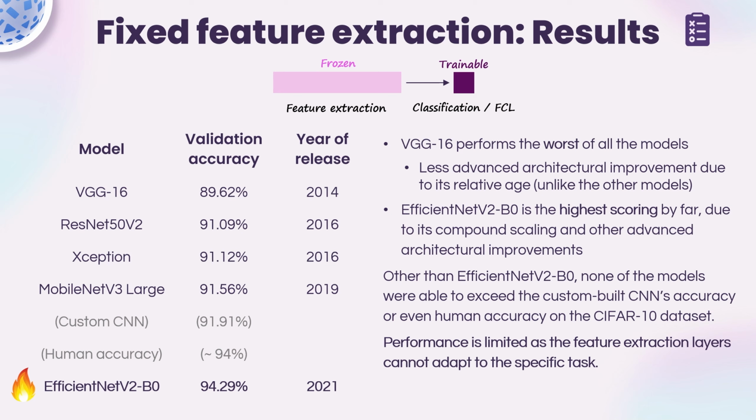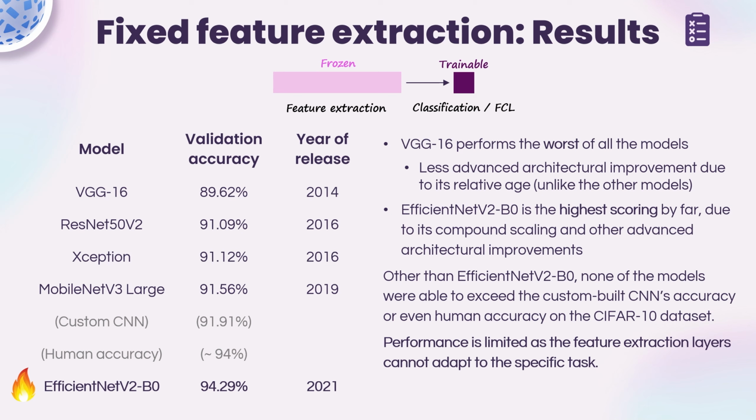So these are the results, and I'd first like to preface these results by saying that we need to set a baseline for our results. Our baseline over here is the results attained by our custom CNN, which is 91.9%, and also the human accuracy, which is about 94% when it comes to classifying CIFAR-10.